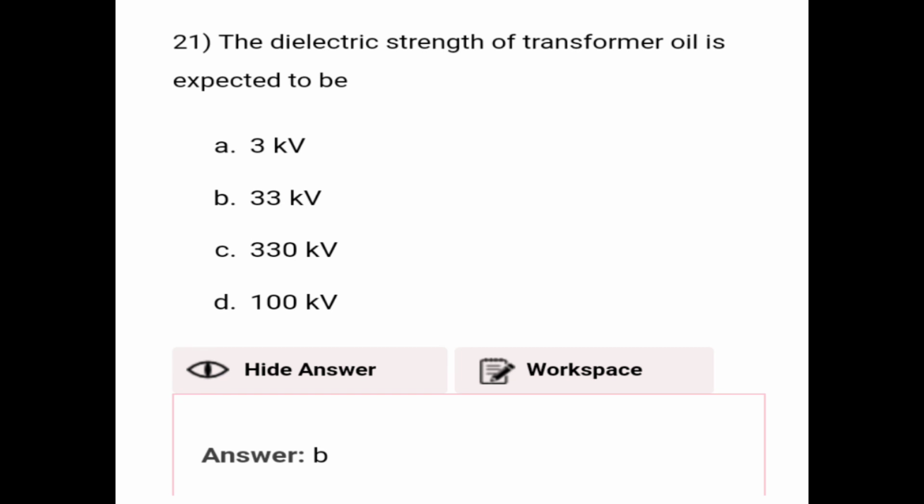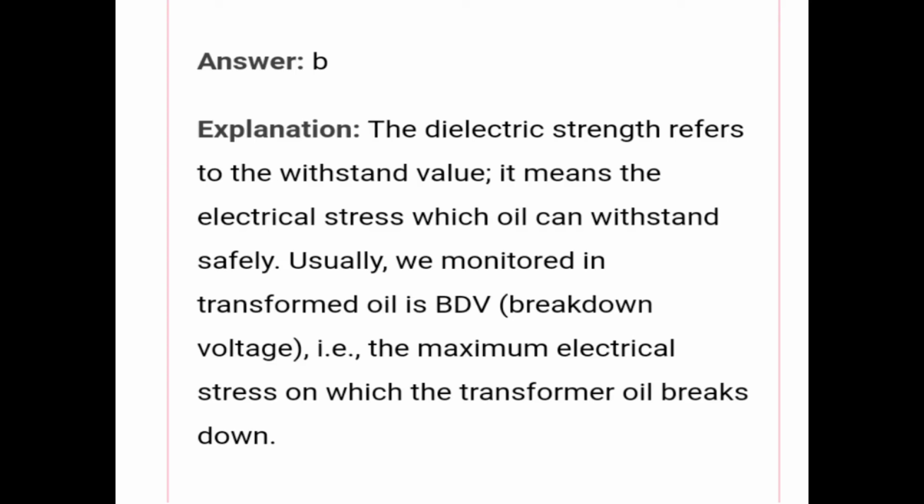The dielectric strength of transformer oil is expected to be. The correct answer is option B, that is, 33 kilovolt. The explanation is that the dielectric strength refers to the withstand value. It means the electrical stress which oil can withstand safely. Usually what we monitor in transformer oil is the breakdown voltage, the maximum electrical stress at which the transformer oil breaks down. These MCQs are very important for the exam.